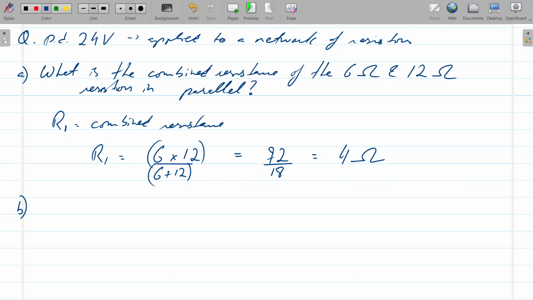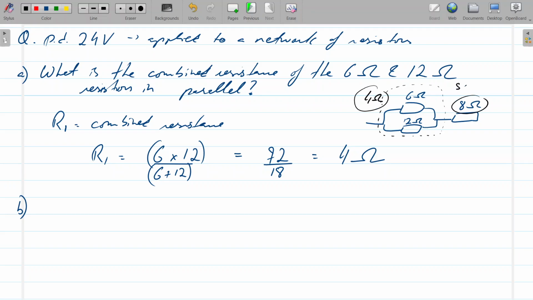Next, they're saying there's another resistor that is connected in series to this parallel circuit. So what the circuit looks like is you've got the 6 ohms over here and the 12 ohms over here, and then you've got an 8 ohm resistor. These two guys, the 6 and 12 ohms, are in parallel to each other. Their combined resistance is how much? 4 ohms. So this guy and this guy are actually in series.